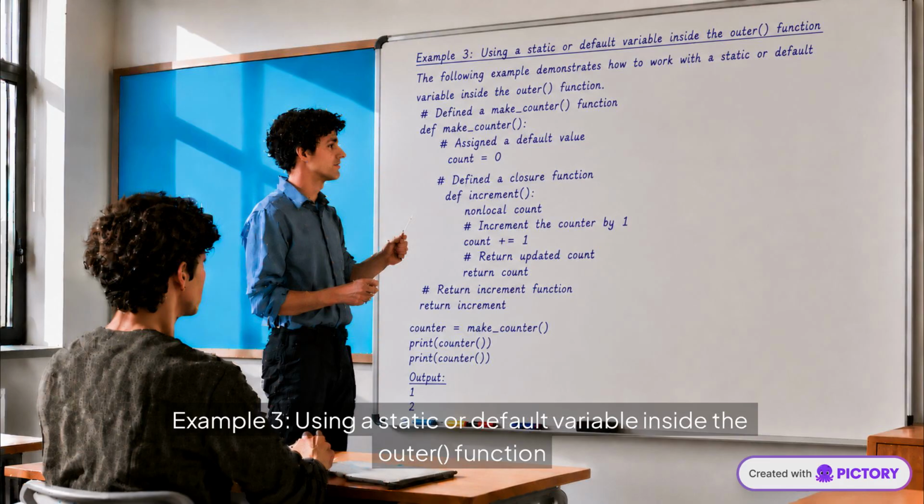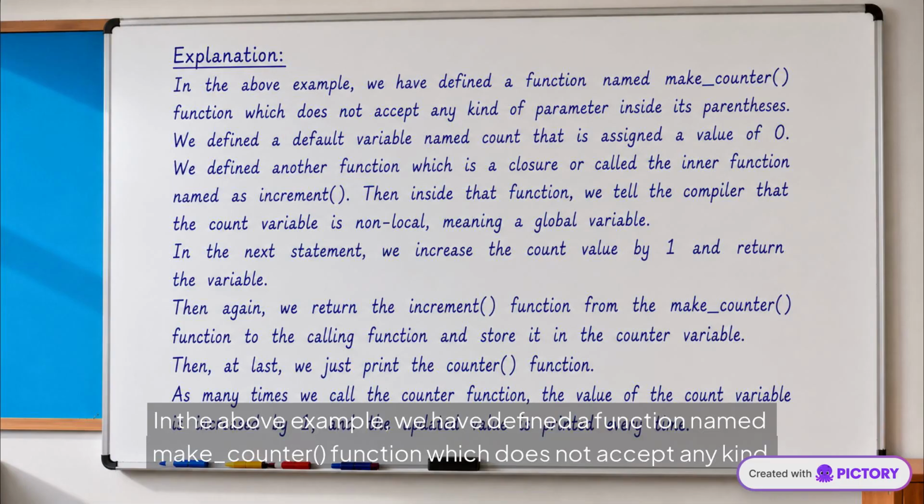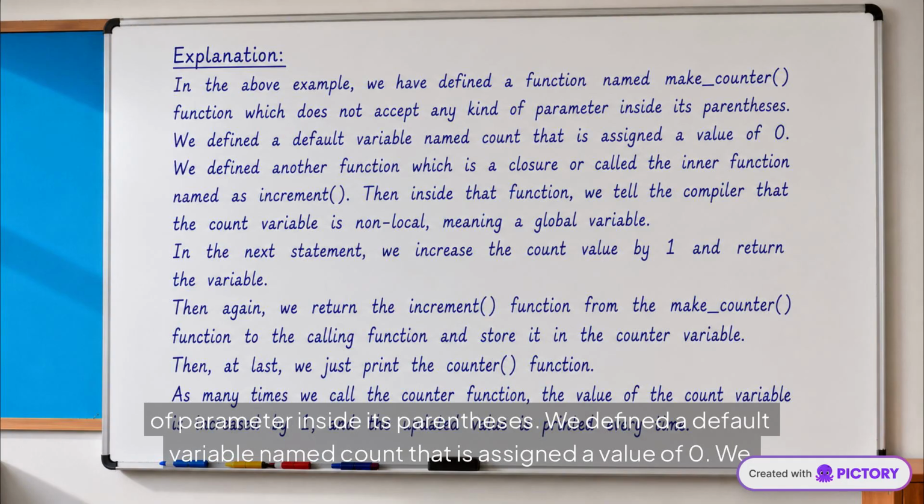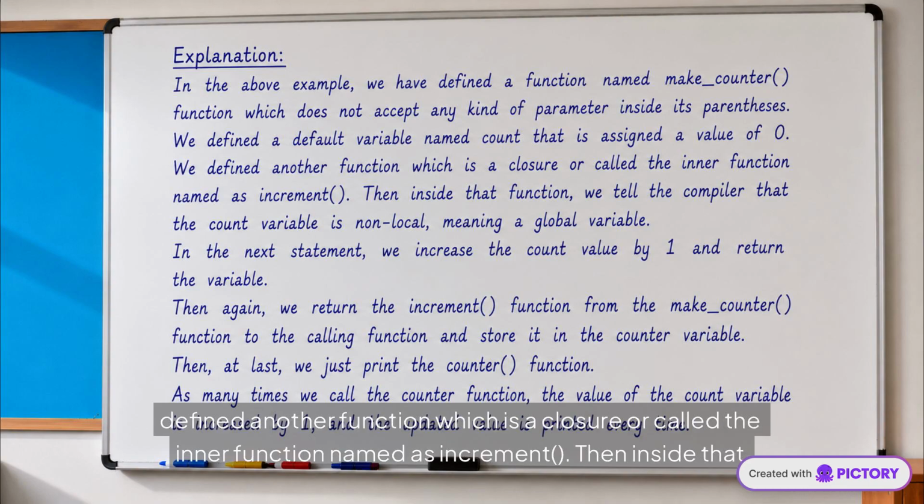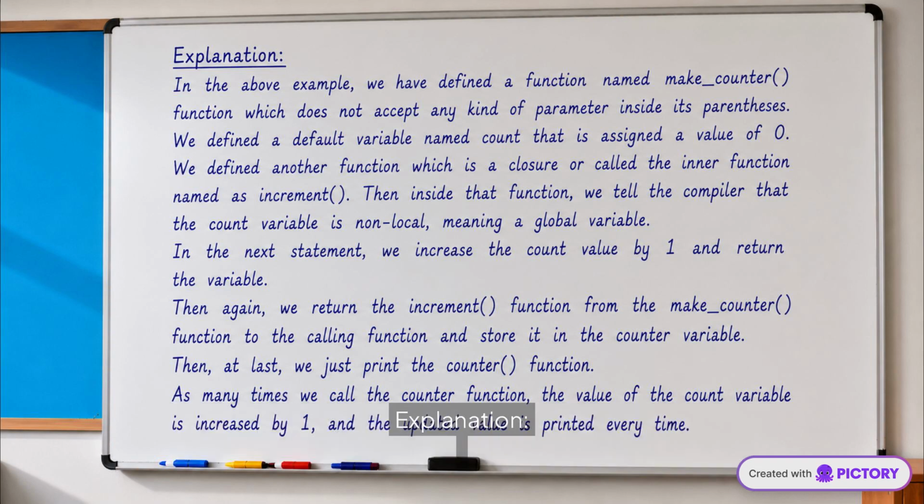Explanation. In the above example, we have defined a function named make_counter, which does not accept any kind of parameter inside its parentheses. We defined a default variable named count that is assigned a value of 0. We defined another function, which is a closure or inner function, named increment. Then inside that function, we tell the compiler that the count variable is nonlocal. In the next statement, we increase the count value by 1 and return the variable.